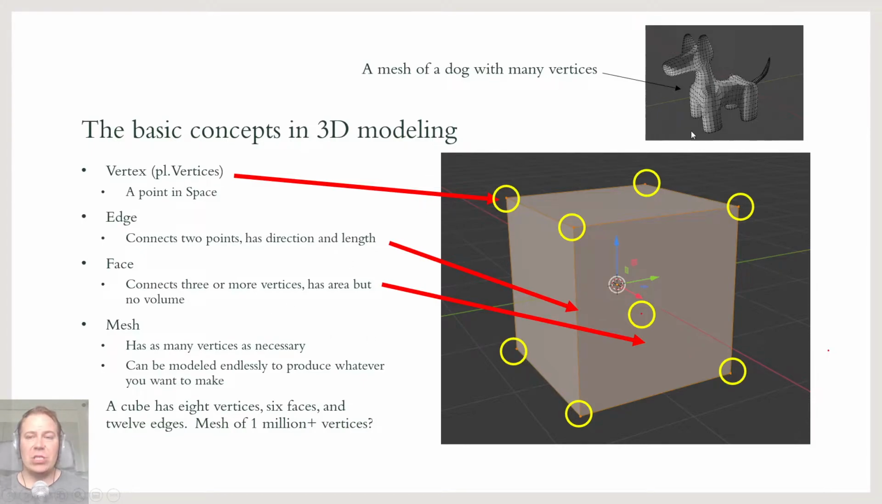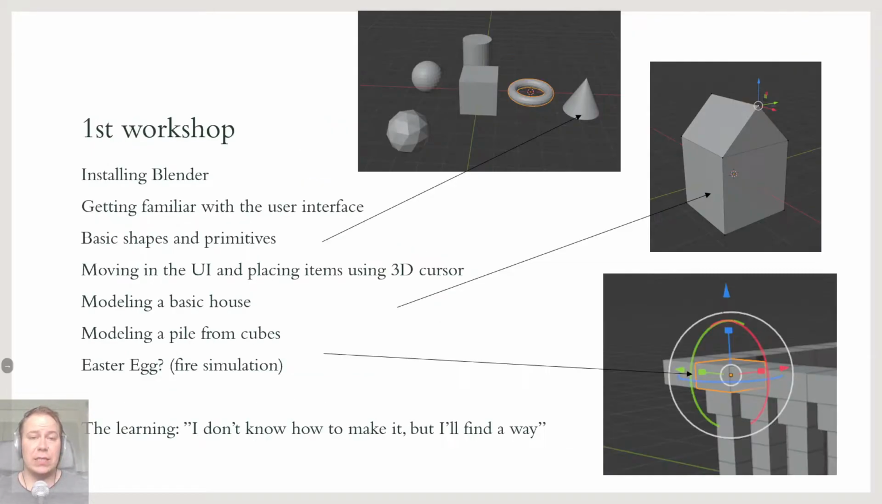And then we have mesh, like this dog here. That's a mesh, and it has many vertices. It's very common in 3D to have meshes with millions of vertices, and it can be modeled endlessly with the computer. So a cube has 8 vertices, 6 faces, and 12 edges, and a mesh of 1 million plus vertices is not uncommon.